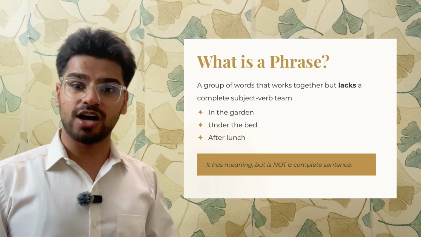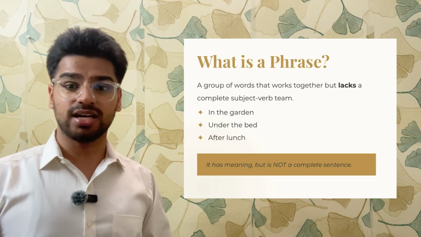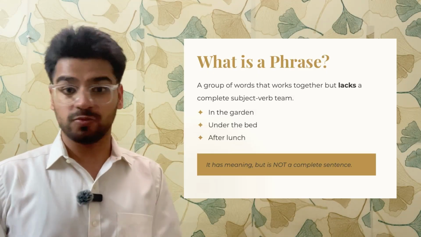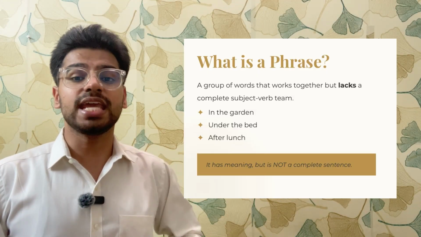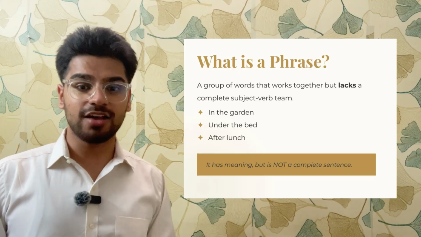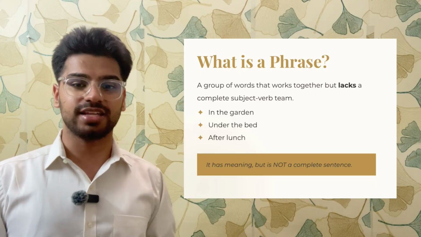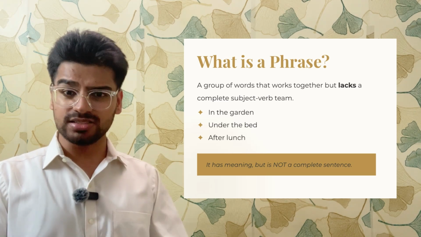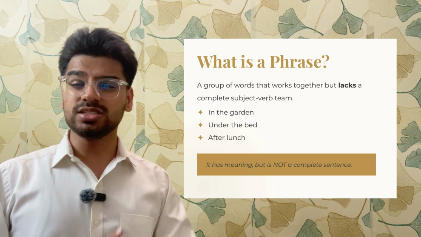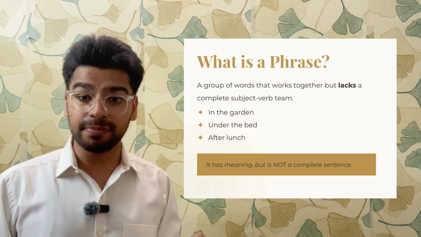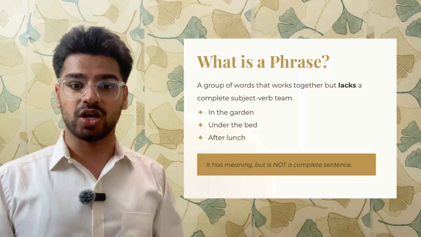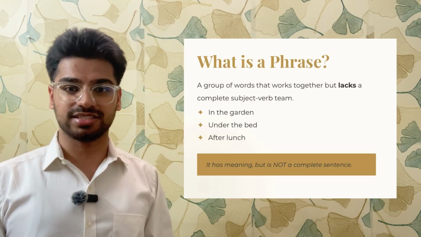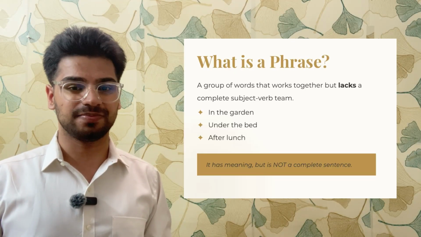These groups of words have meaning, but they don't express a complete thought. Example: in the garden. We cannot answer who is in the garden. We have no idea what happened in the garden. It's an incomplete thought. Therefore, it's called a phrase. Let's take a funny example. Under the bed. If someone suddenly shouts, "Under the bed," you'll immediately look. But grammatically, it's still a phrase, not a complete sentence.